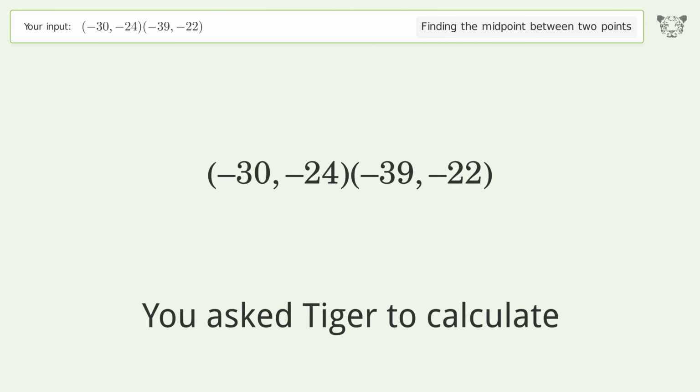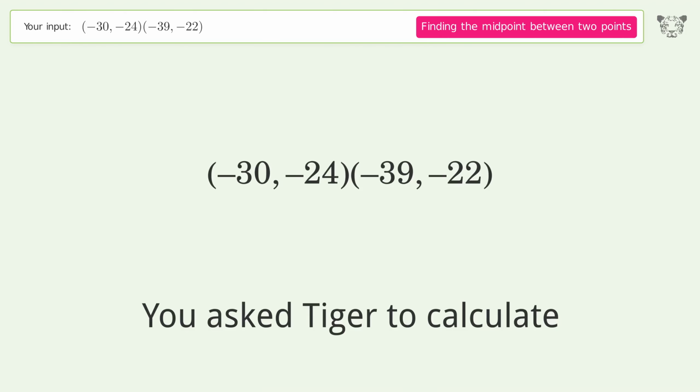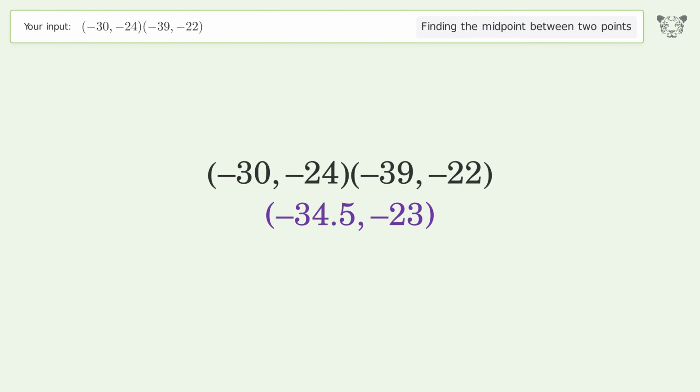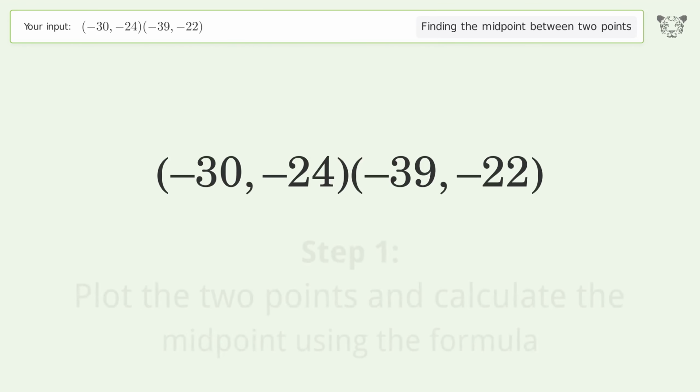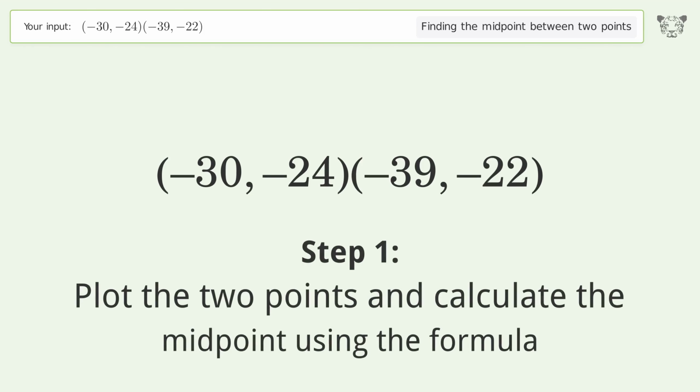You ask Tiger to calculate. This deals with finding the midpoint between 2 points. The midpoint between the 2 points is -34.5, -23. Let's solve it step by step. Plot the 2 points and calculate the midpoint using the formula.